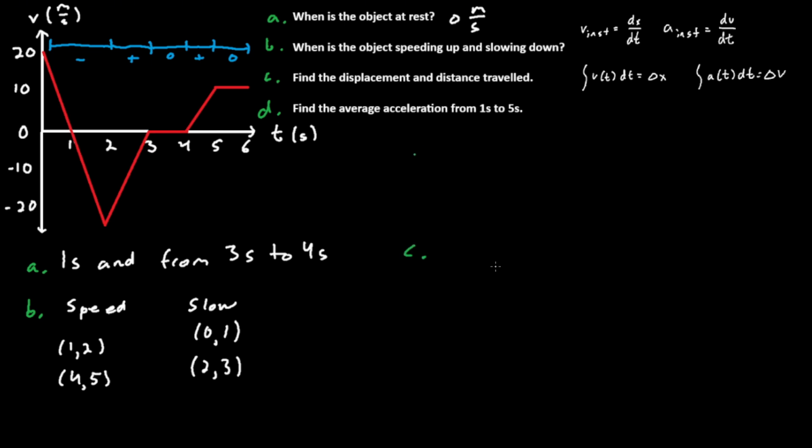Okay, let's do C. C is find the displacement and the distance. So these are two different things. The displacement is the net integral. If you want to find the integral of velocity, that will equal your displacement. The net integral is the area between the curve and the x-axis, with the areas on the negative side being treated as negative area, which isn't a real thing, but is treated as so. So your displacement takes that into account.